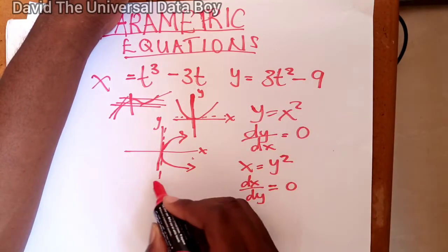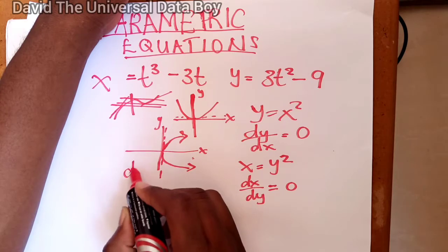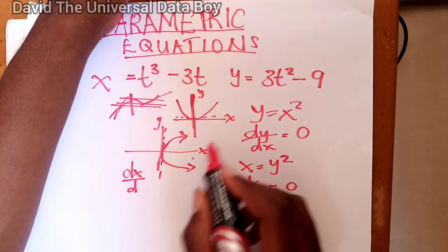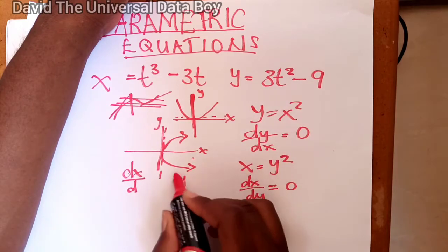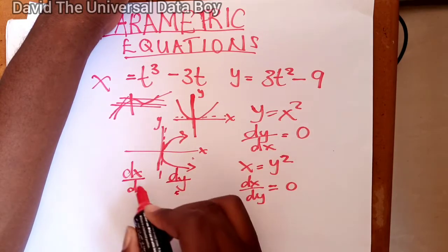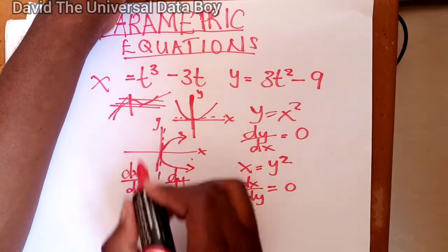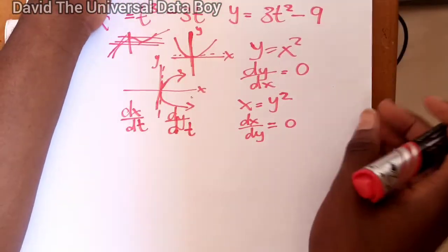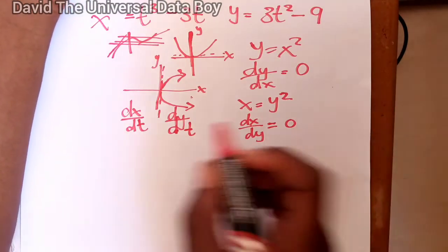So according to this one, our vertical tangents are given by dx over d something, right? And then our horizontal are given by dy over d something. So in this case we're having t, so dt. So I'm sure that's clear. That was just a brief explanation. So now you can go into the question.